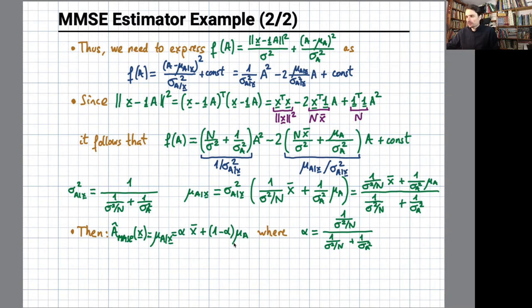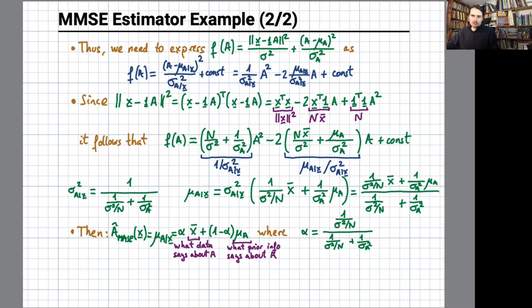On the other hand, this is the mean of the prior distribution, and therefore it is our best guess of A if we don't see any data at all. Therefore, it is very natural that an estimator combines what we knew before seeing the data and what the data tells us about the parameter, right? This is actually common in Bayesian statistics, and it is a nice interpretation that we need to keep in mind whenever we do Bayesian estimation.